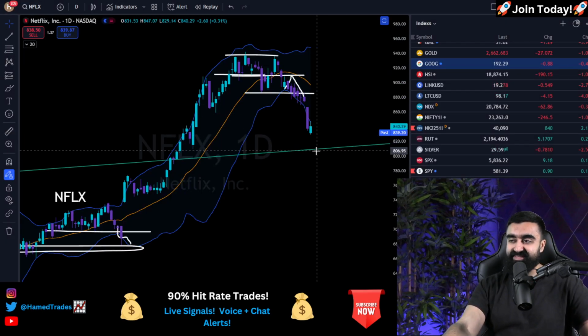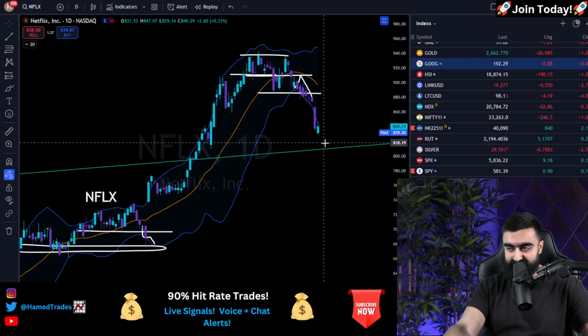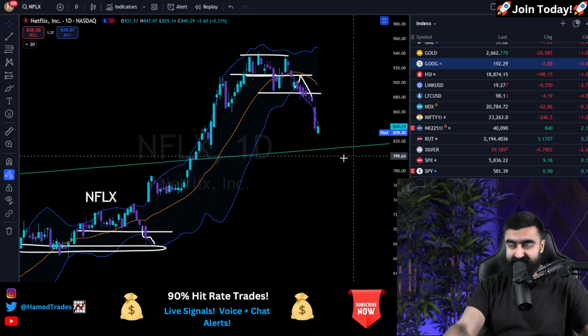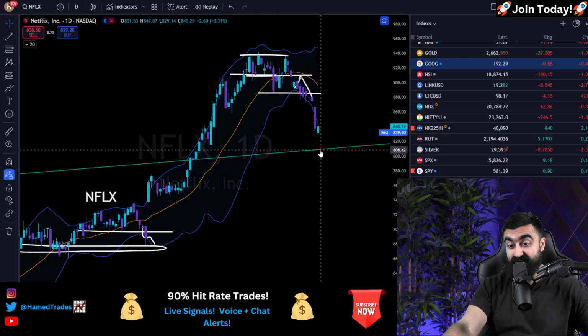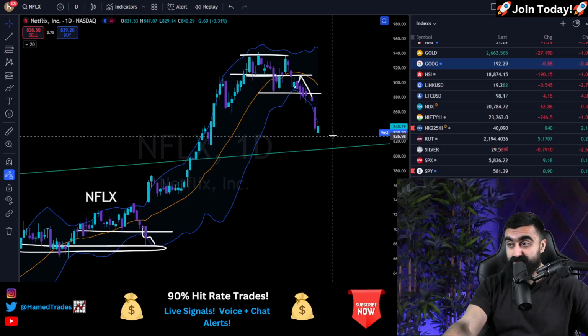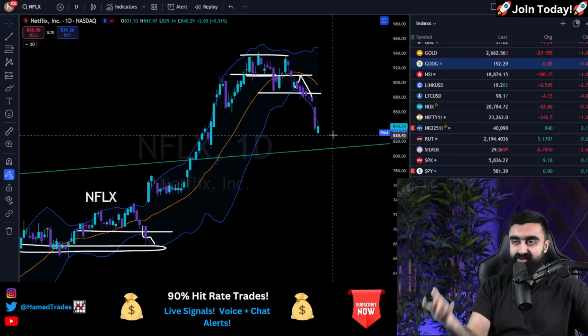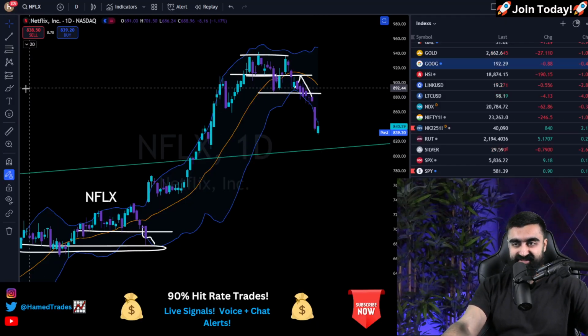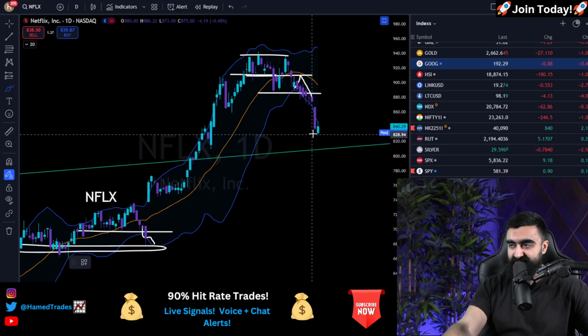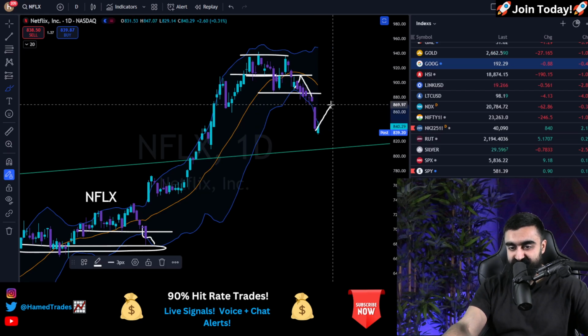Netflix looks like it has room to go to this trend line that we've been looking at. I didn't expect us to come and touch it, but we have room to go to around 810. So there's still a bit more room to go to the downside on Netflix. I don't feel very comfortable trying to long this aggressively.